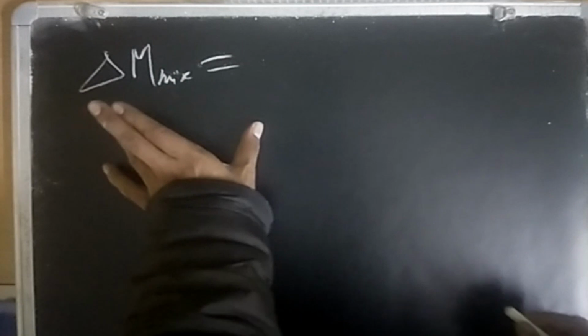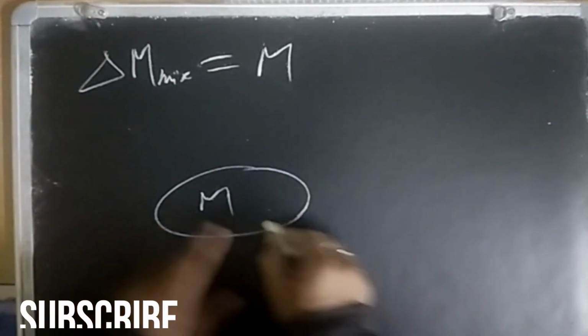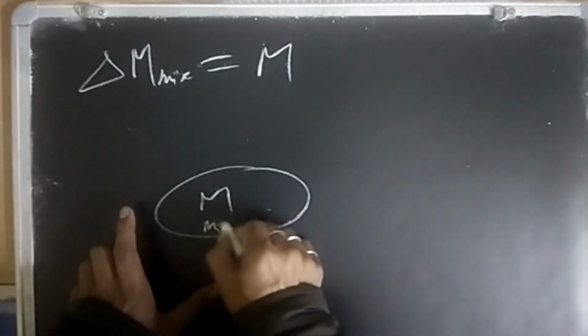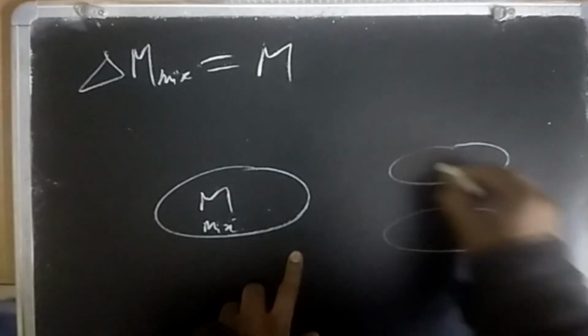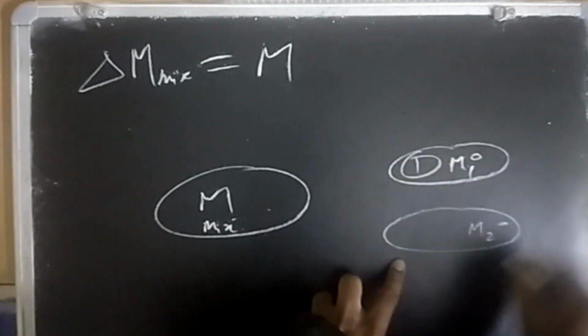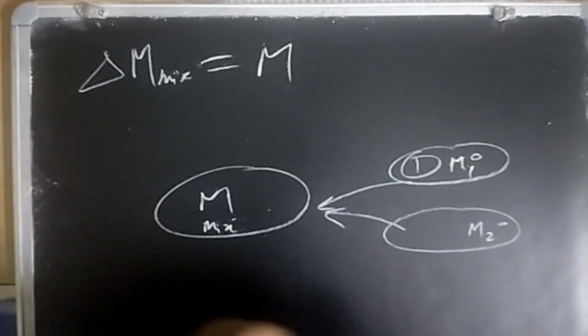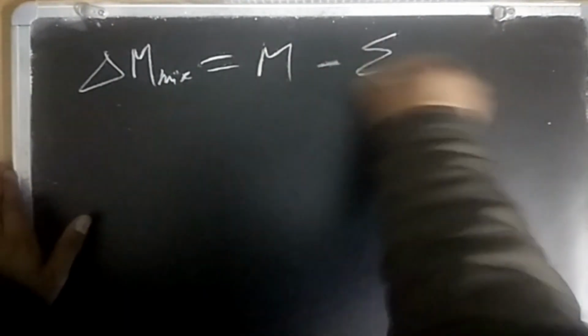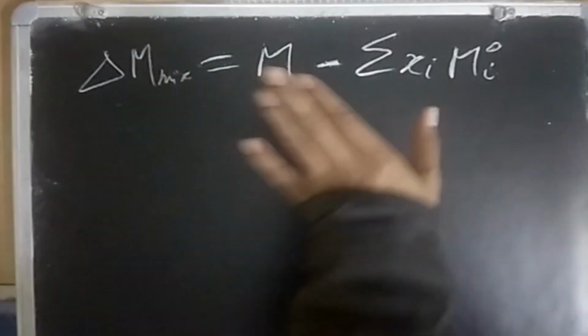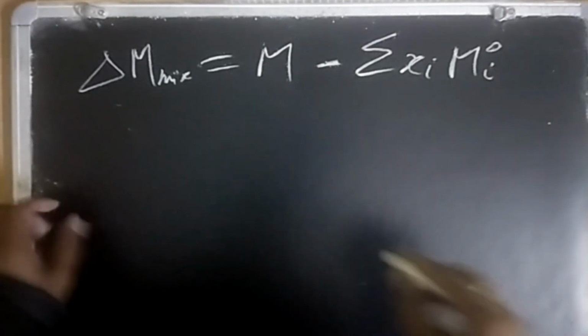So delta M mixing, the property of mixing, is equal to the final M, this is for the final mixture, and the individual components, like component 1, that M1 naught and M2 naught, the individual pure components getting mixed. So how would it be? M, the final that we get, minus the sum of the individual, xi into Mi naught. Okay, this naught means pure. Okay, this is one thing.